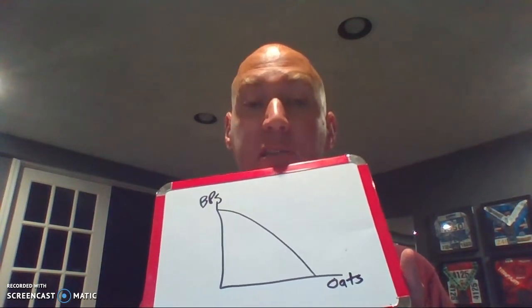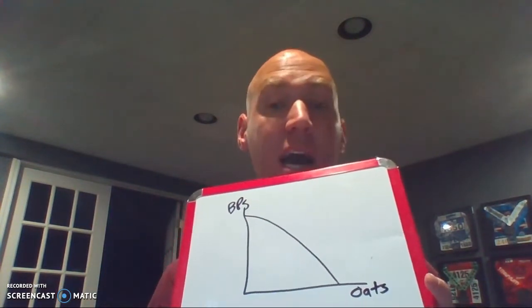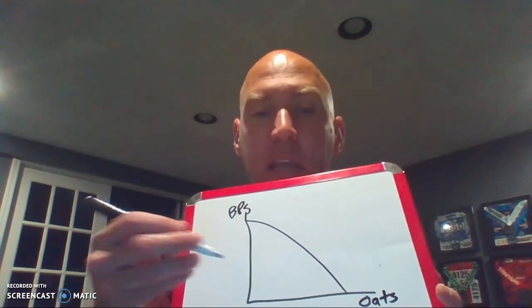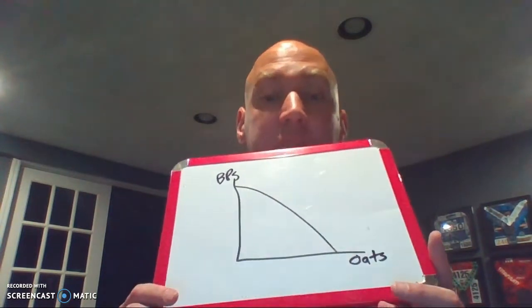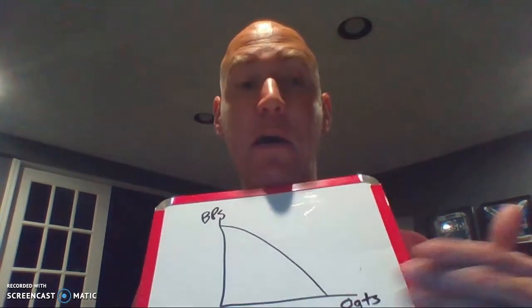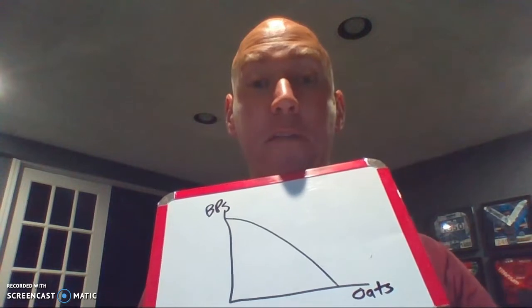When we have a production possibilities curve, that means there's trade-offs. Whenever we make more oats, we get less bagpipes. Whenever we make more bagpipes, we get less oats. And that's that idea, again, of opportunity cost, how opportunity cost plays a role in all of this.